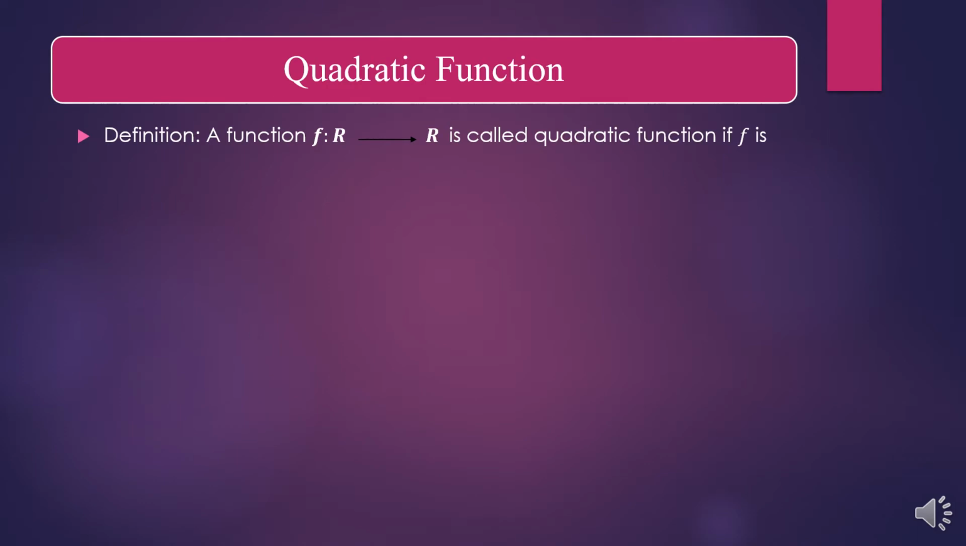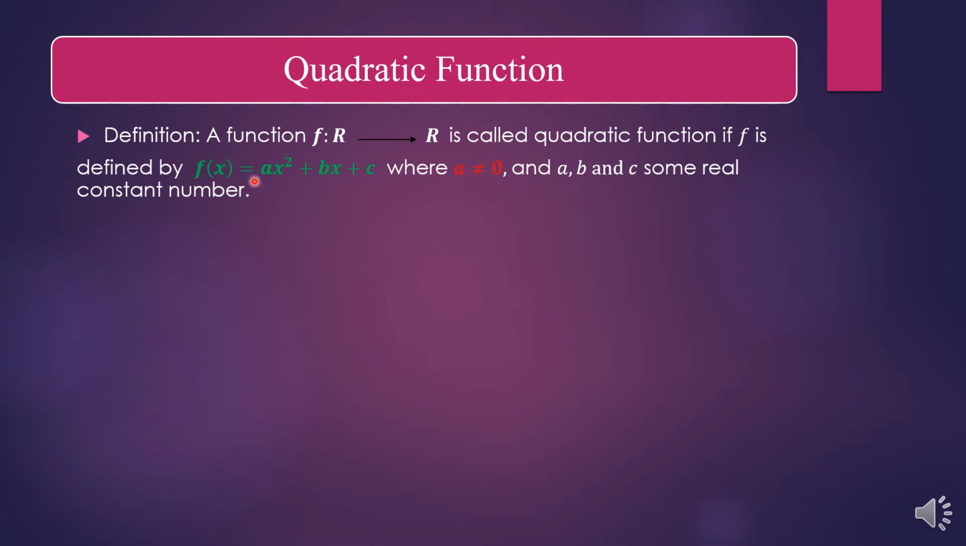So what is the quadratic function? Let us come to the definition of a quadratic function. We say that a function f from R to R, here the domain is R and the codomain is also R, is called a quadratic function if it is defined by f of x is equal to ax square plus bx plus c, where a should not be equal to 0. Why? This a is the coefficient of x square.